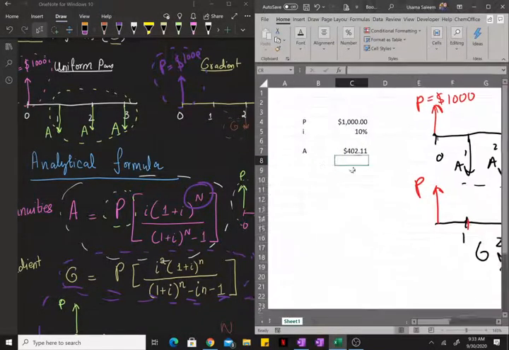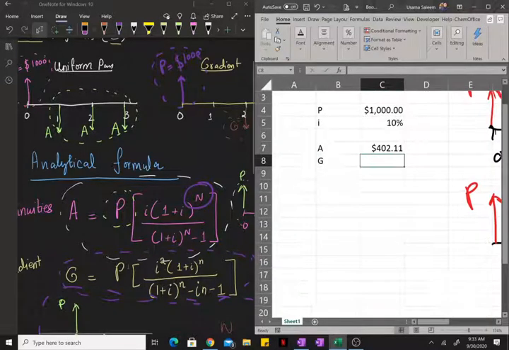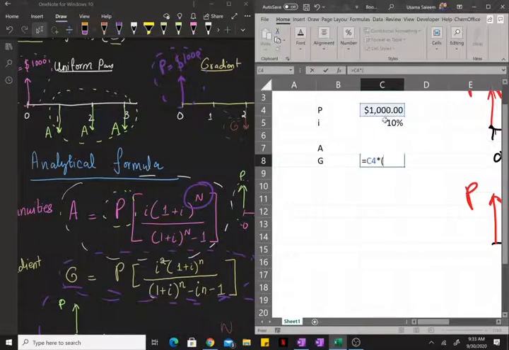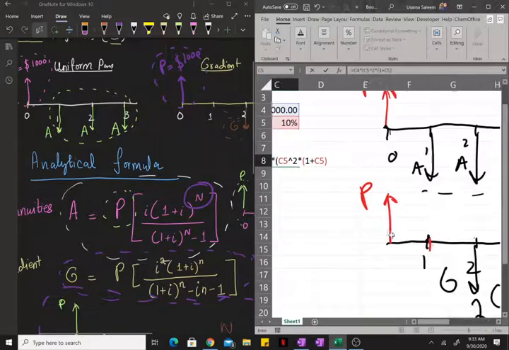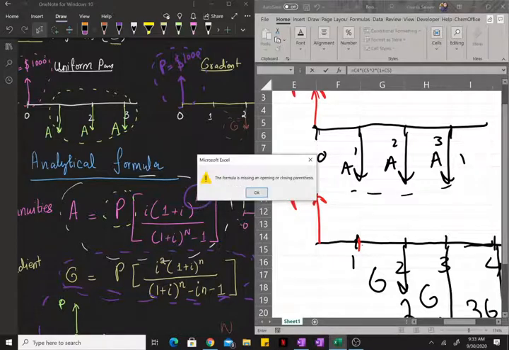Okay, so $402 is the annuity amount that I'll be paying, and let's see what the gradient amount is going to be. I'll be plugging in the formula like I did earlier. So this is going to be P times I times (1 plus I). Now N is the final year in which you clear your payment, so keep that in mind.